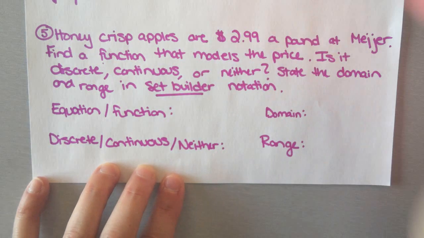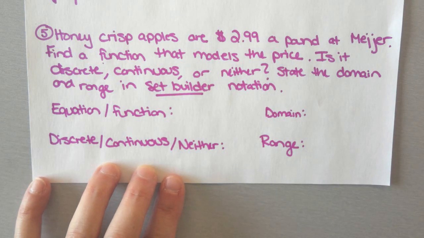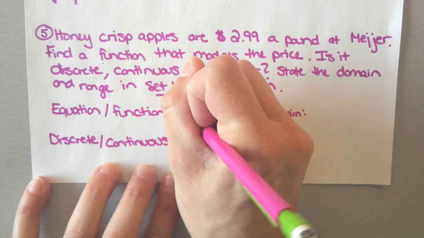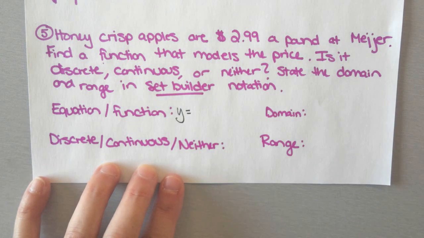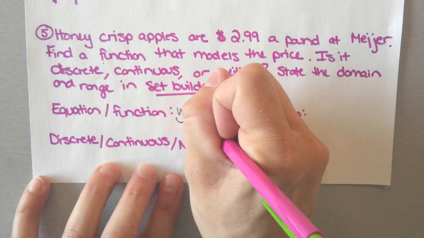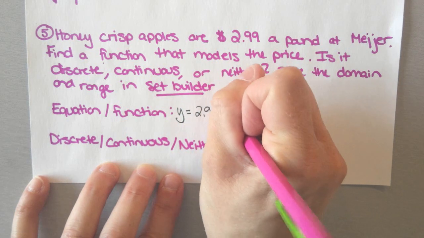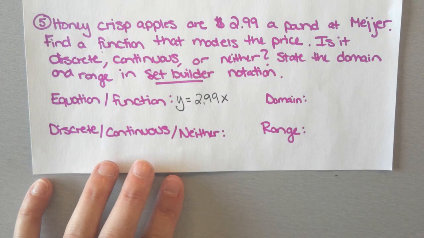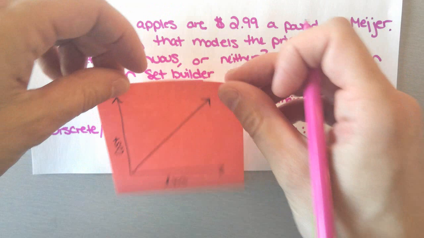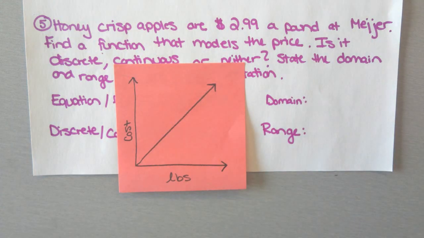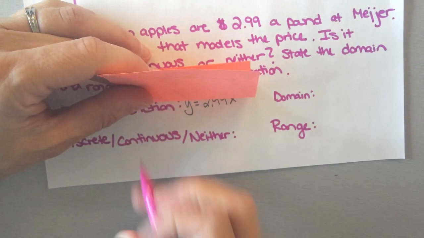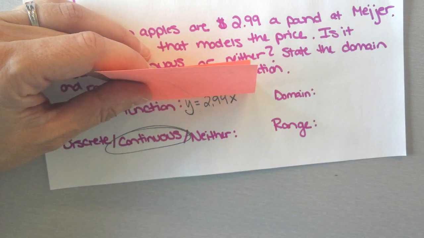Did somebody write an equation they think might work for this? A y equals equation. Go ahead. Y equals 299x. Yes, I love it. 299x. Now, let's put that graph back up there. Can I draw this in one swoop without picking up my pencil? Yes. So this would be continuous.